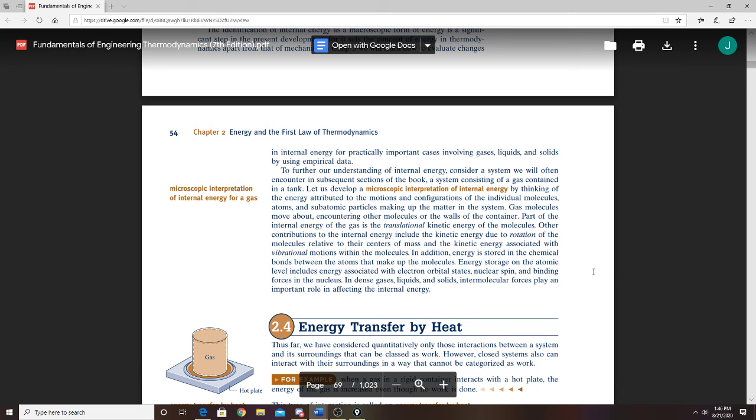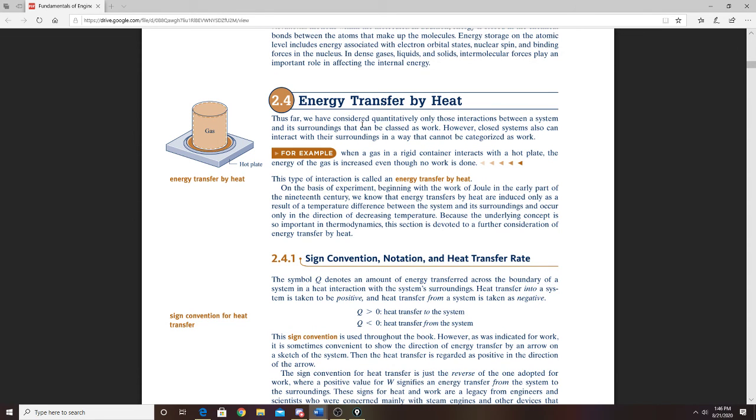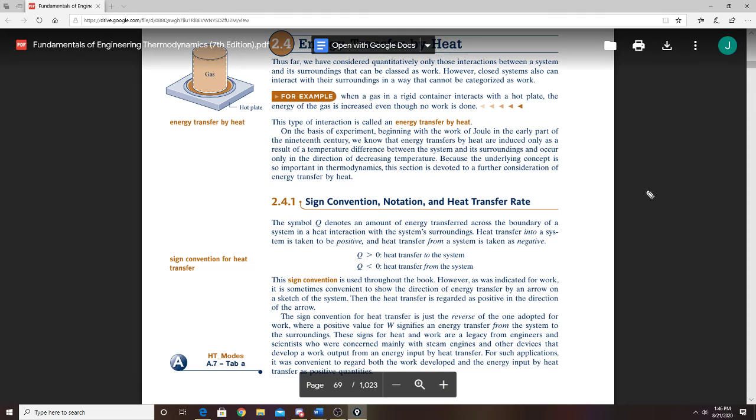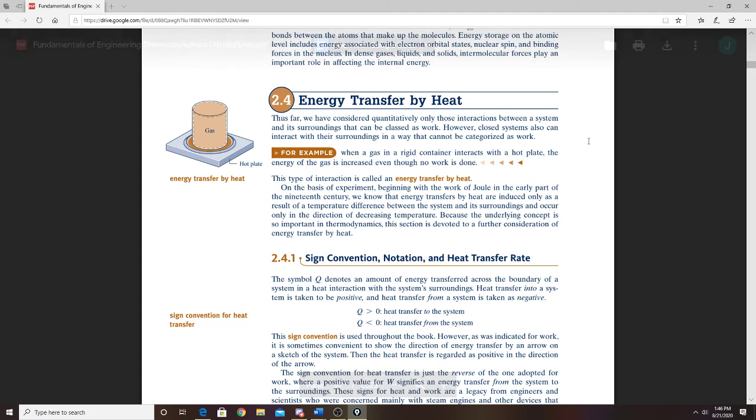All right. So right here is where we will leave off for next time. Now we have to talk about the same things that we did about work, but in terms of heat. So next time we'll be talking about heat transfer, which is different than work.